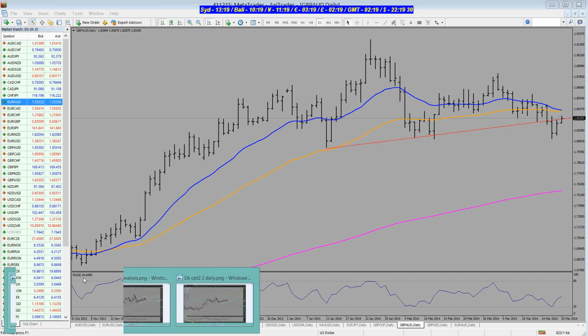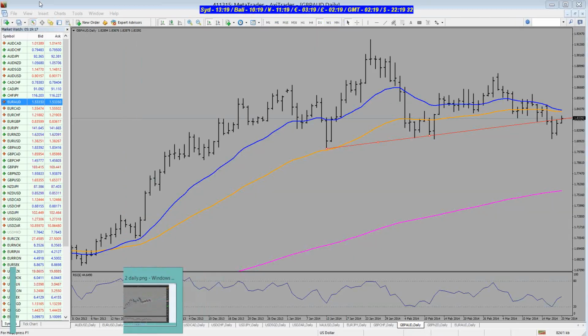Okay, so and then you're good today, only one chart. Euro Aussie.